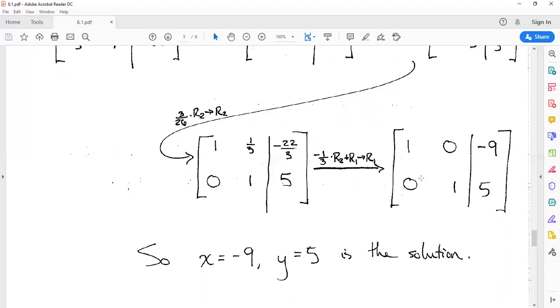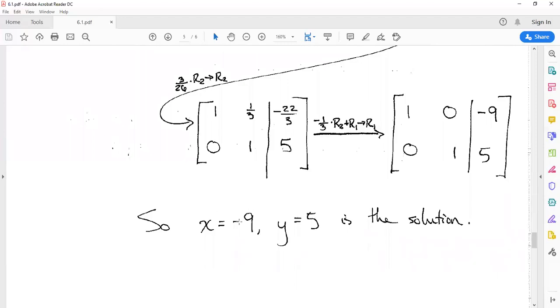And then in the last column here, we will take the number minus 22 over 3 and add to that minus 1/3 times 5. And when we do that, we end up with the nice number minus 9. All right, so we've now got reduced row echelon form, which is great. So now we can read off the solution. We've got x equals minus 9 and y equals 5.